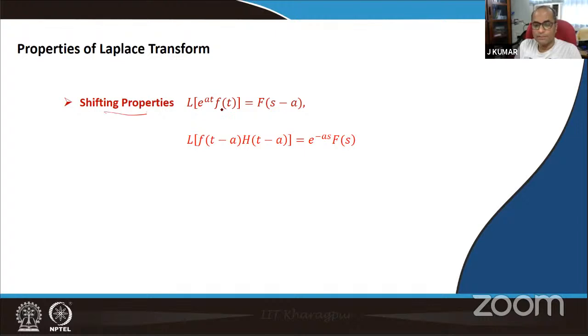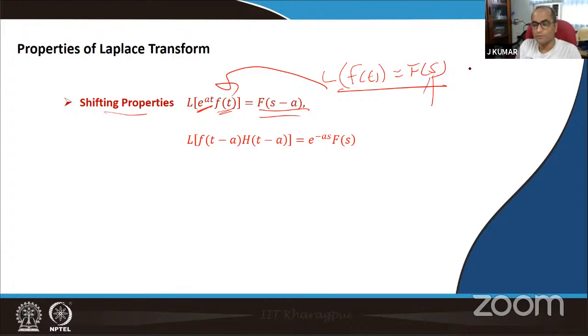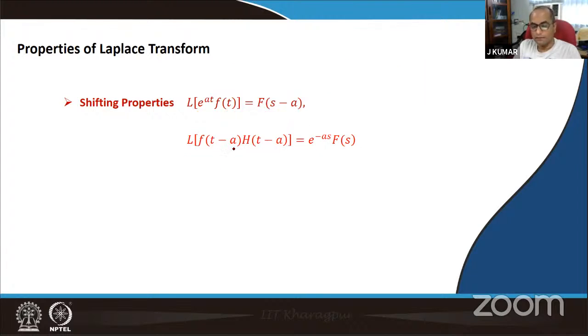There are shifting properties, which say that for the Laplace transform of e^(at) f(t): if we know that the Laplace transform of f(t) is given by F(s), then we can compute the Laplace transform of e^(at) f(t) as F(s minus a). So there is just a shift here. The Laplace transform of f(t minus a) h(t minus a), where there is also a shift, one can compute by multiplying e^(minus as) with F(s). F(s) is the Laplace transform of f(t), the same notation.